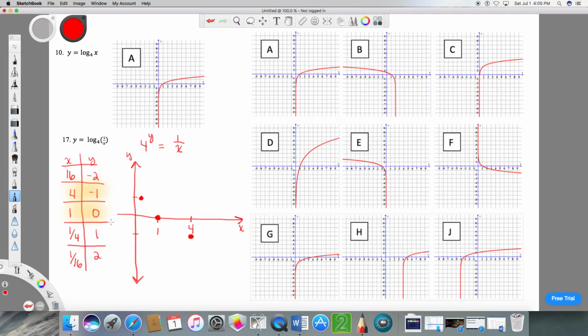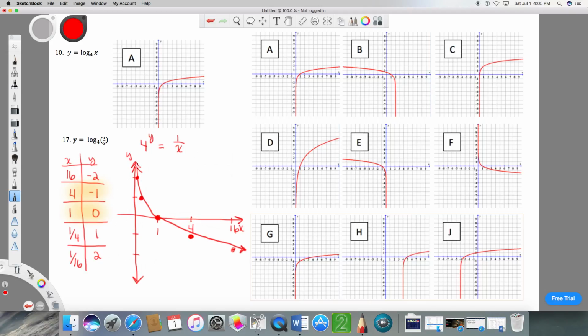1/16 is even closer to the origin than 1/4 was. And at 1/16, we're getting even closer there. And that 16 is going to be way off of these graphs, but it's far to the right here, and it would be only down to negative 2. So if I connect the dots here, I didn't connect the dots very well. This is just a rough sketch.